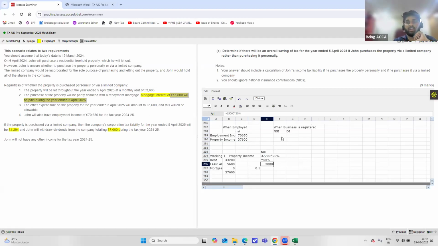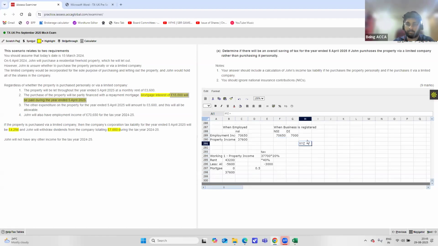Now, when a business is registered, what will happen? The employment income will be as it is. But do we have any property income that should be included if a business is registered? No, because that will be a part of your company. So that will not be there. And you will get dividends from the company totaling 7,000, so you will have a dividend income. Now, what do you do? Calculate tax on both of these, minus 12,570, dividend income at appropriate rates. You get all of these.